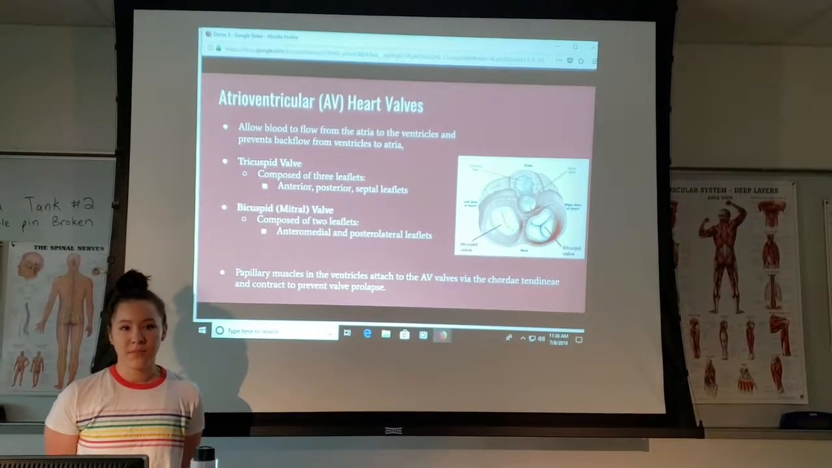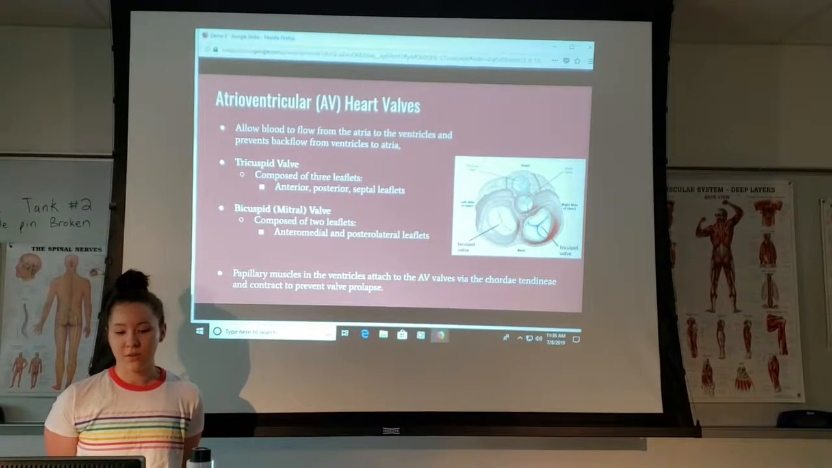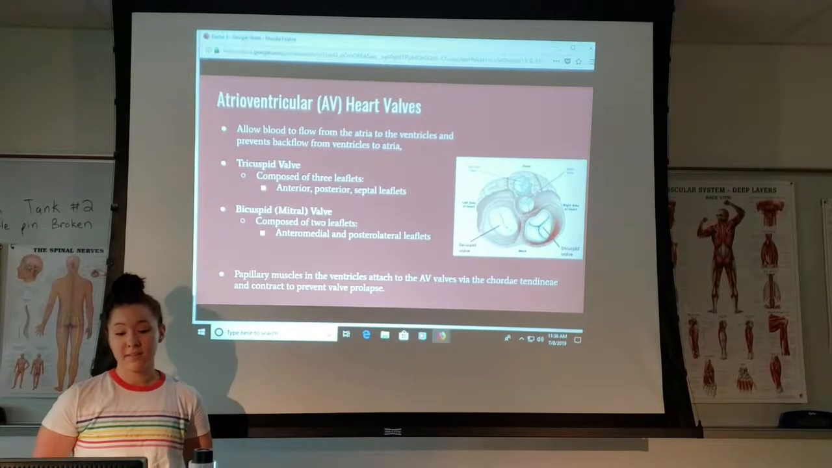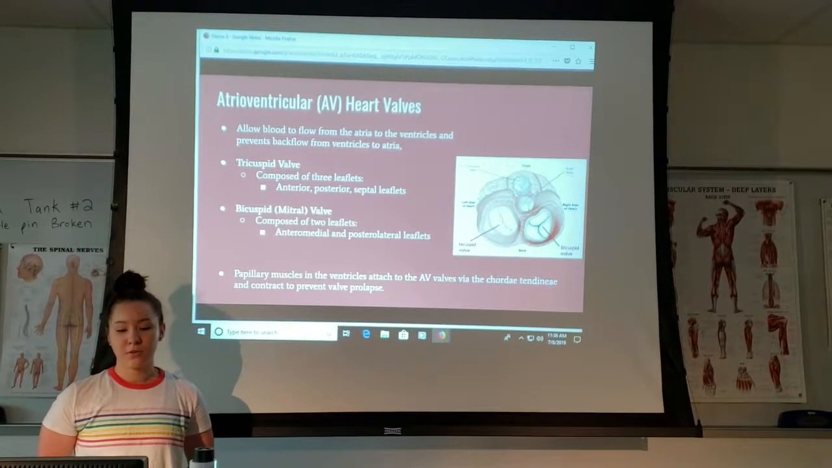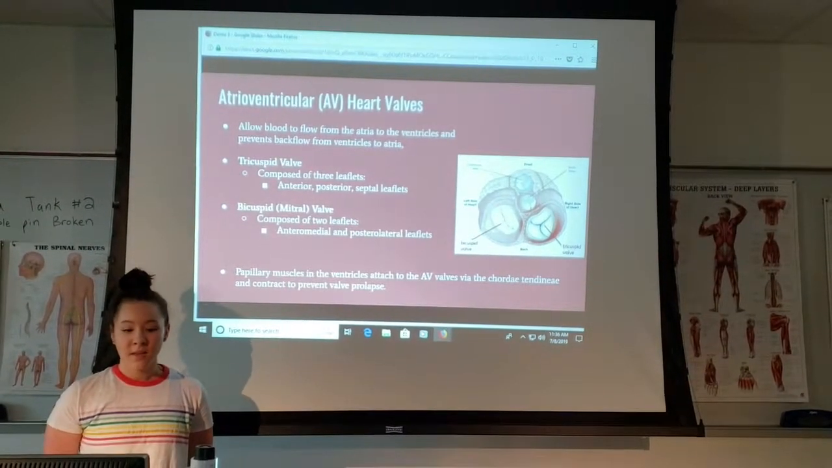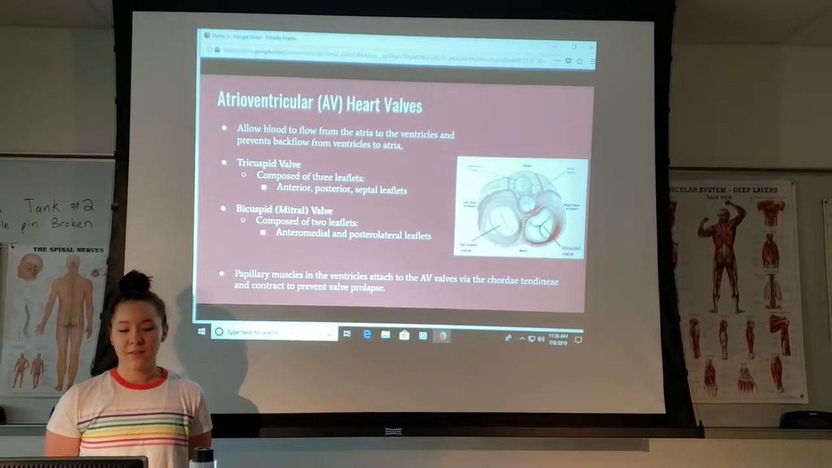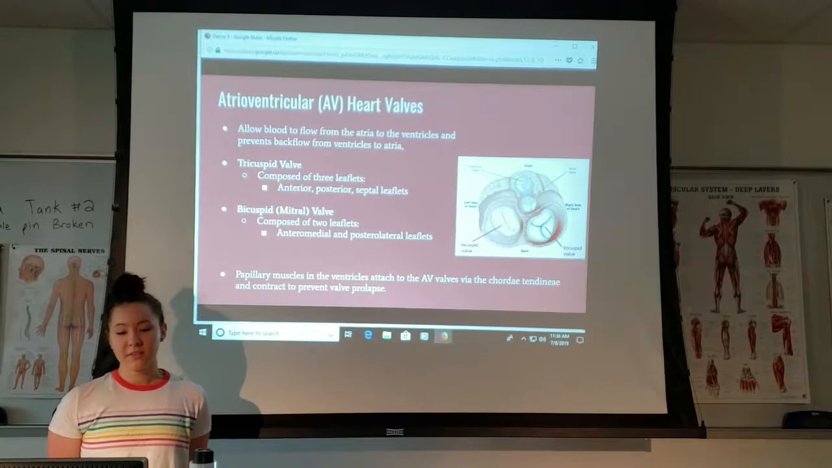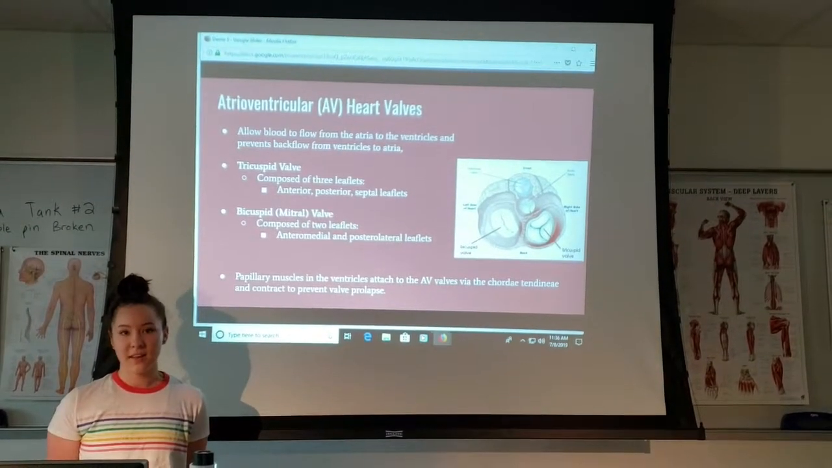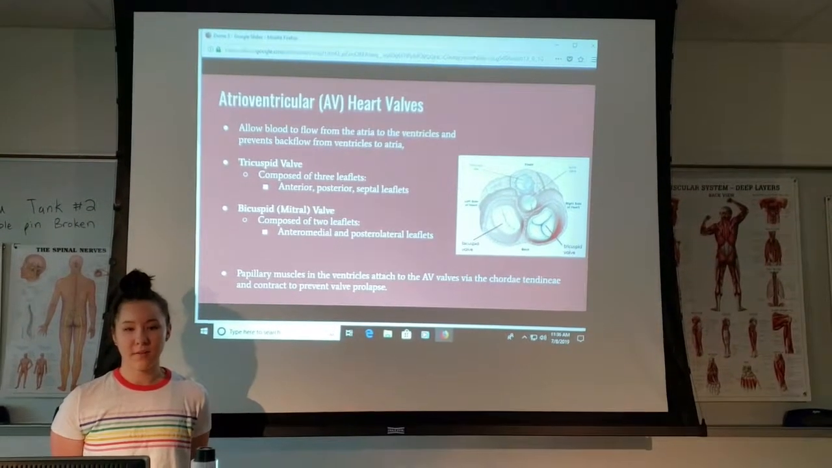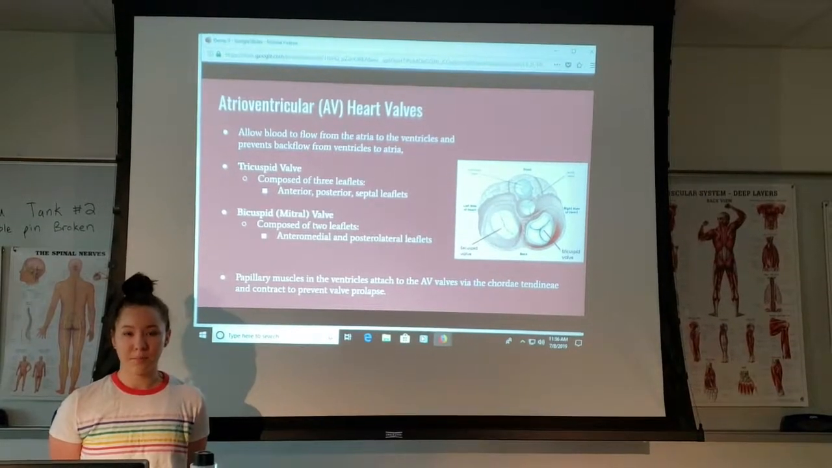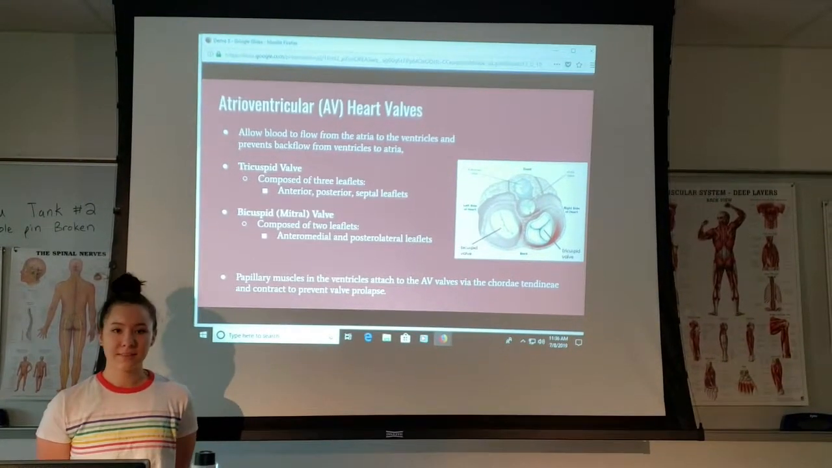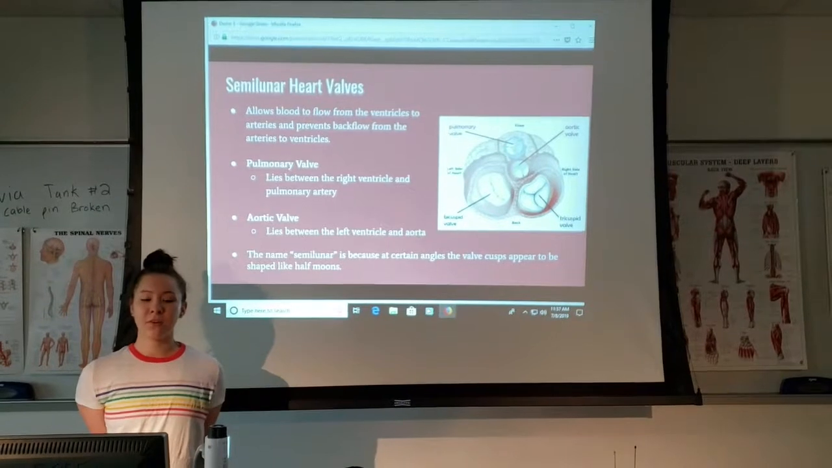It goes from the right atrium to the right ventricle, and it is composed of 2 leaflets, the anteromedial and posterior-lateral leaflets. The AV valves are strengthened by papillary muscles in the ventricles. These muscles attach to the AV valves via the chordae tendineae, and they prevent them from prolapsing and letting blood flow backwards. Next, we have the semilunar heart valves.